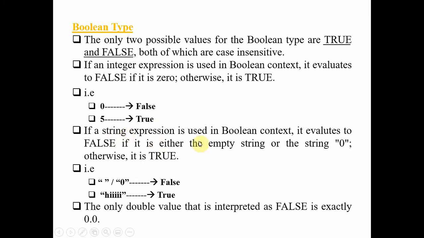That means if a string expression is used in a Boolean context, it evaluates to false if it is either the empty string or the string within double quotes that has a 0. Okay, that is the case, and the only double value that is interpreted as false is exactly 0.0.